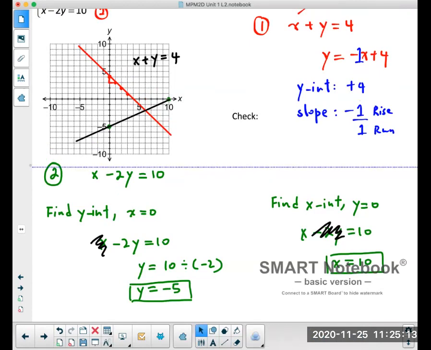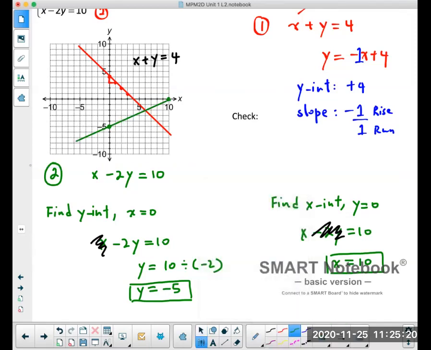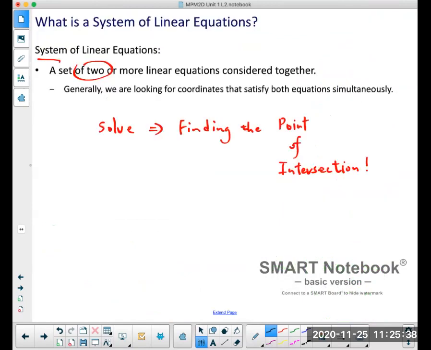This is my second line. Let me turn it into green. And the equation of the line is x minus 2y equal 10. Now, what are we asked to do again? Well, we are asked to solve this linear system. And solving means finding the point of intersection, which is where the two lines meet.